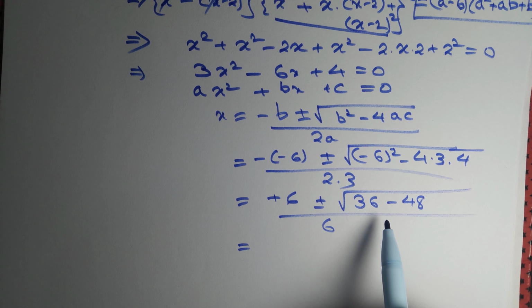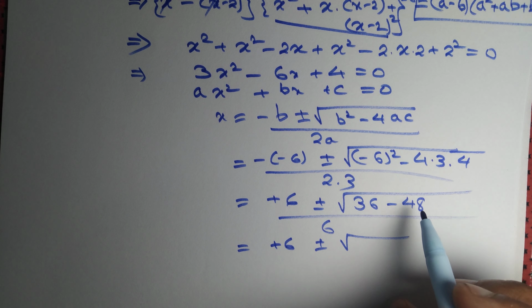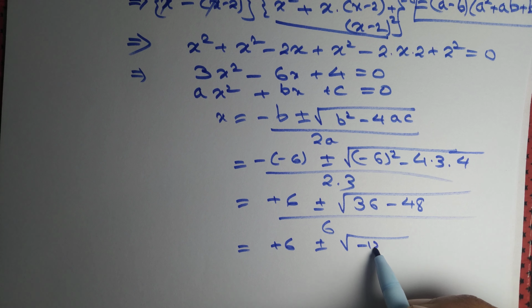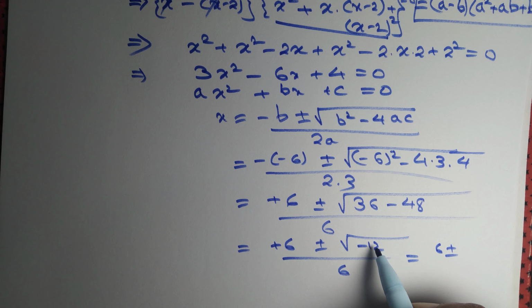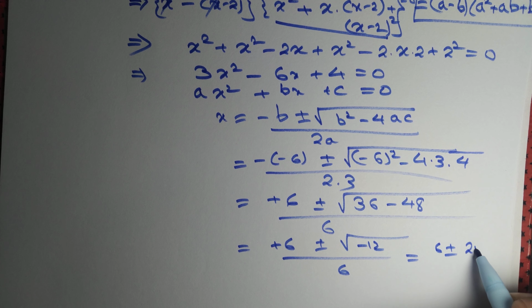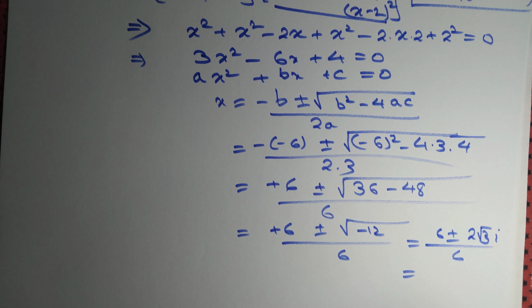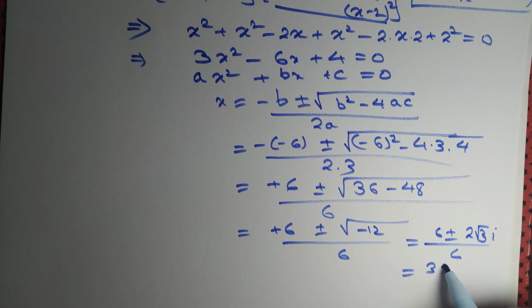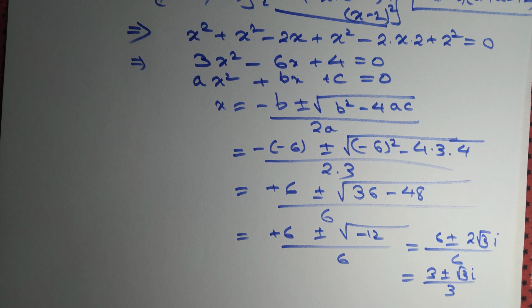You see that this cannot be a real number. So plus 6 plus minus root over 36 minus 48 is minus 12. That is equal to 6 plus minus root of 4, which is 2, so 2 into root 3 into i, by 6. We can take 2 common and we have 3 plus minus root 3 i by 3. 2 gets cancelled, so 3 plus minus root 3 i by 3. Alright, let's look at the other case.